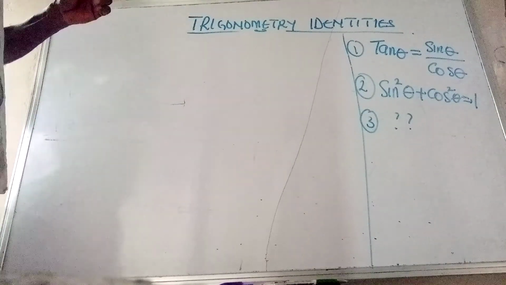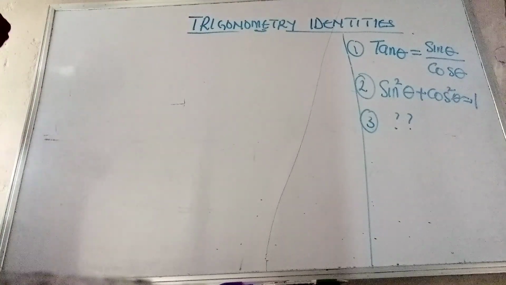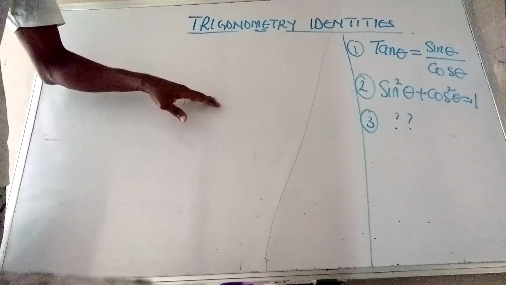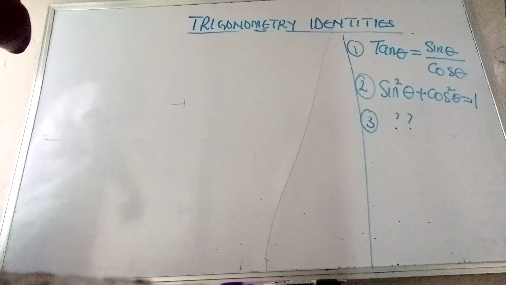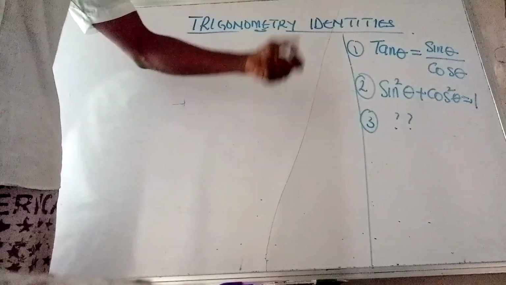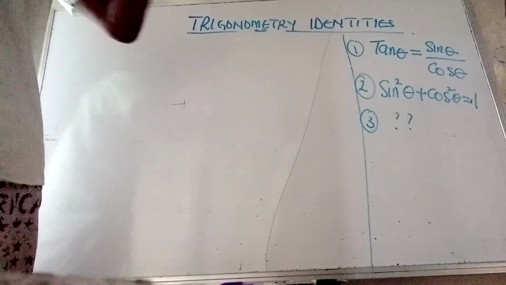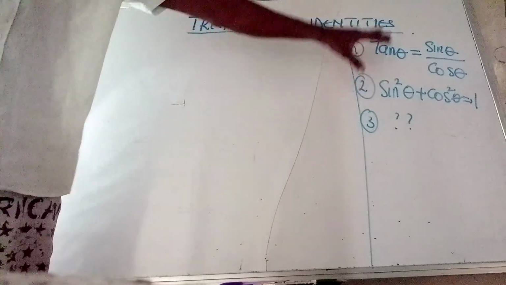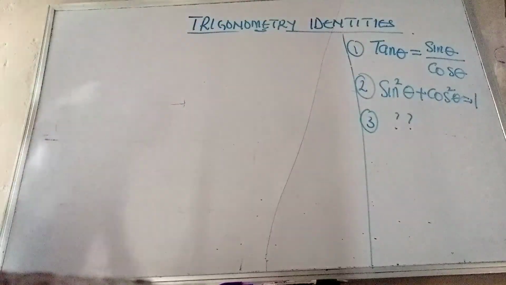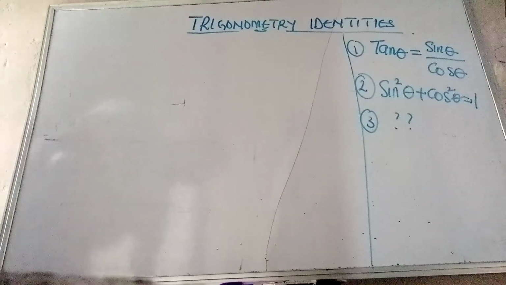But before I continue, I would like to pause the video for you to try and give me any identity that can be proven through any of these two already existing identities. All right.